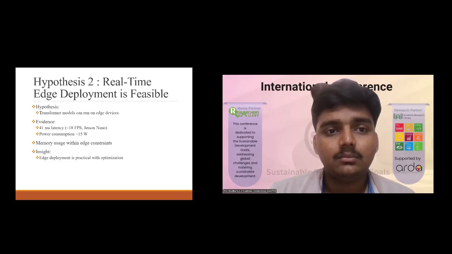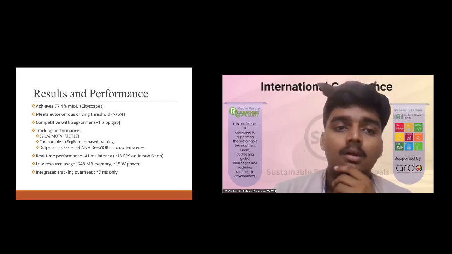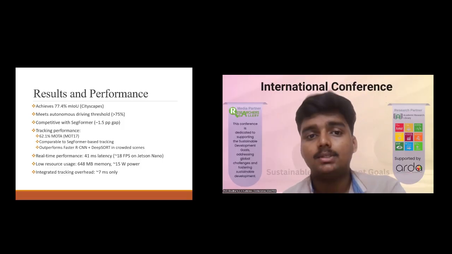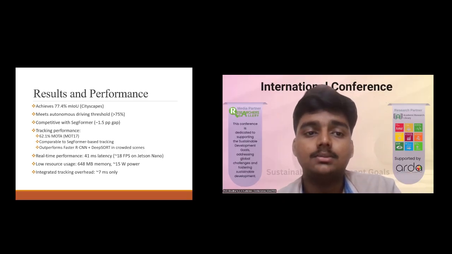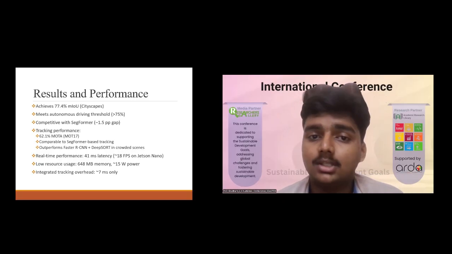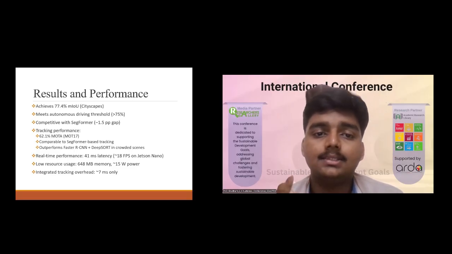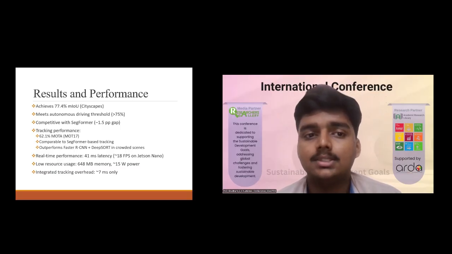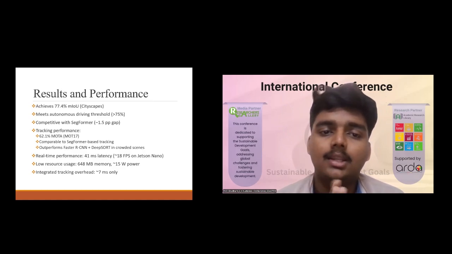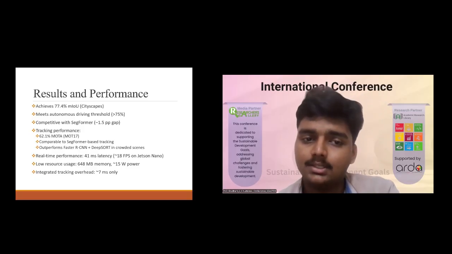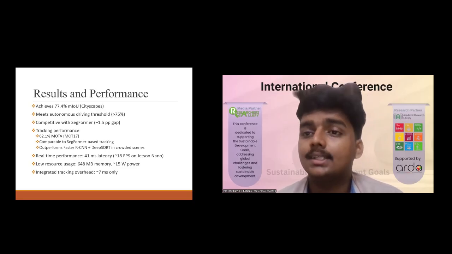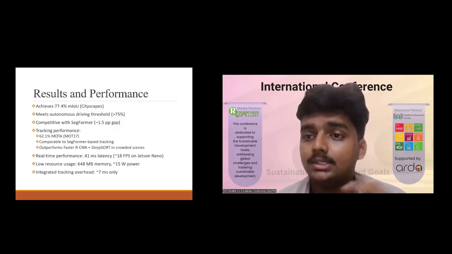And the results of the research: it achieves 77.4 percent mIoU on Cityscapes, which is much higher than the autonomous driving threshold of 75 percent. And there's just a small difference from the former accuracy mIoU level, a 1.5 percentage point gap. The tracking performance achieved was 62.1 percent, which is also fair performance considering the model size and the computation.